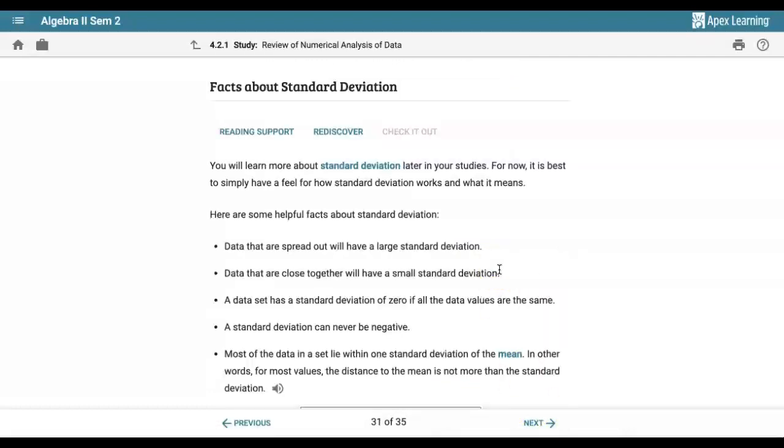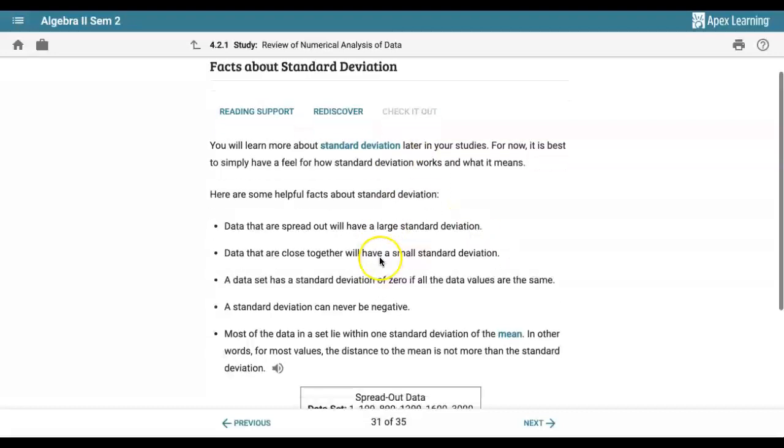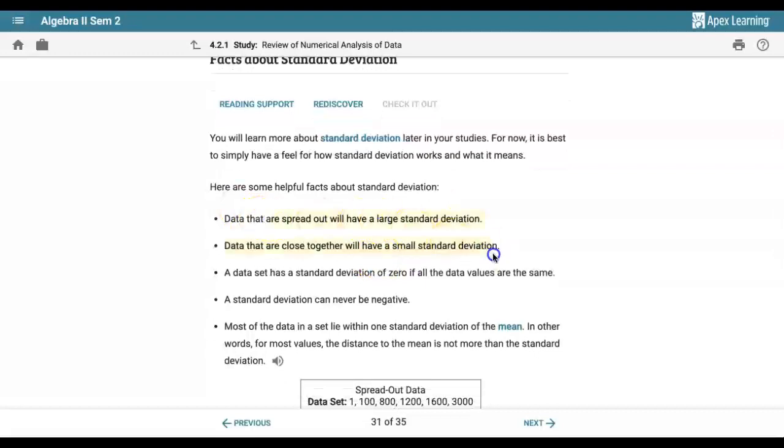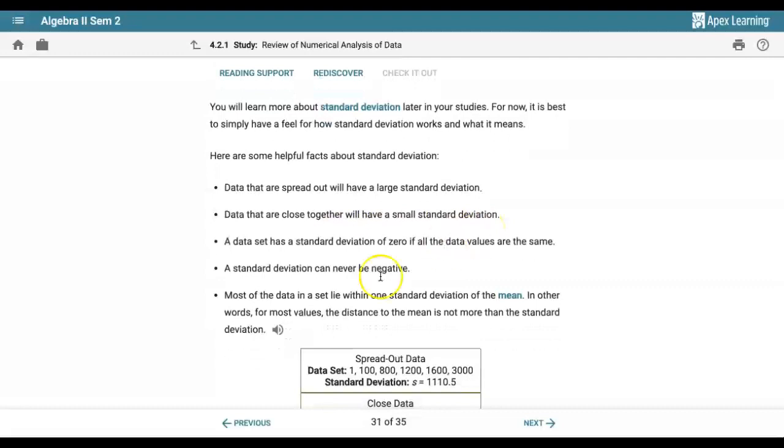Okay, and if we look at just a couple quick facts, because we're going to obviously cover this more, in general, data that has a large standard deviation is very spread out. Same thing with its variance. If it's a very large number, it's very spread out. Closer together, it's going to have a small standard deviation, small variance. A data set that has a standard deviation of 0 is where all the data values are the same. There's only one value, and it's, I don't know, 3, 3, 3, 3, 3, 3, 3. There is going to be a 0 standard deviation.